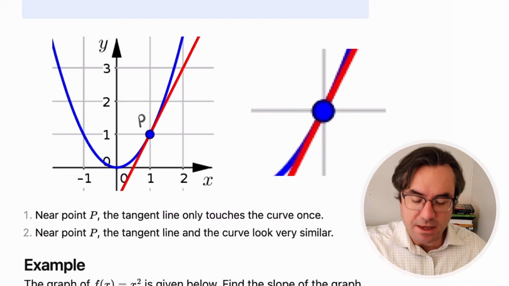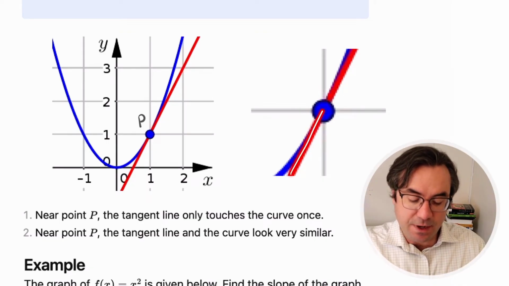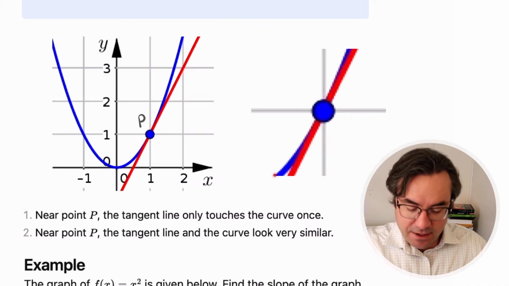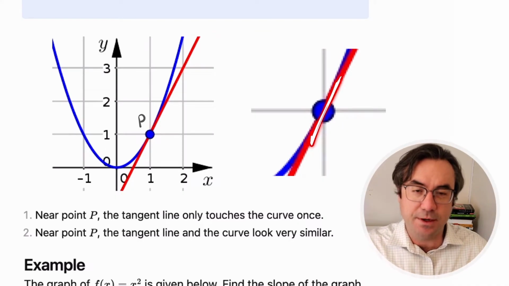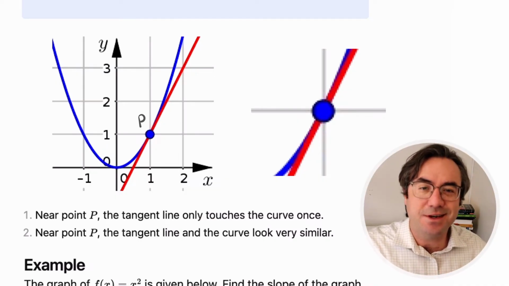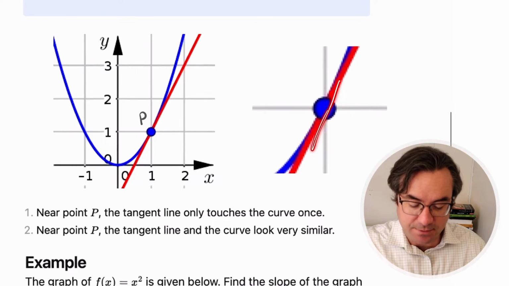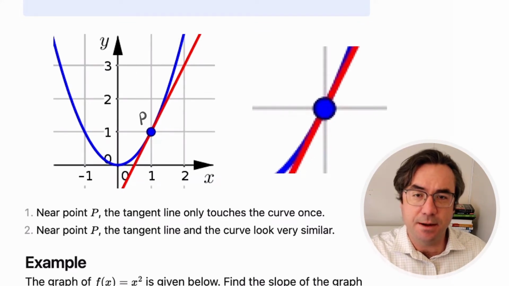So if we're zooming in on this point of tangency, notice that we have our tangent line, and then you can kind of see the parabola there. But for the most part, right around this point, it looks like both the curve and the tangent line are going in the same direction. They look very similar. They overlap. They look like they're going to the same place.